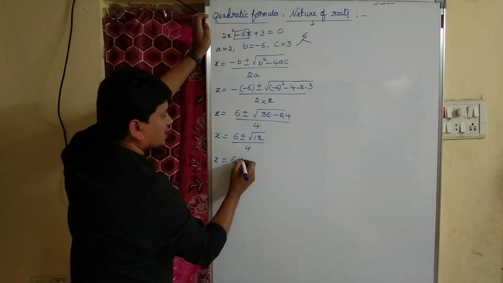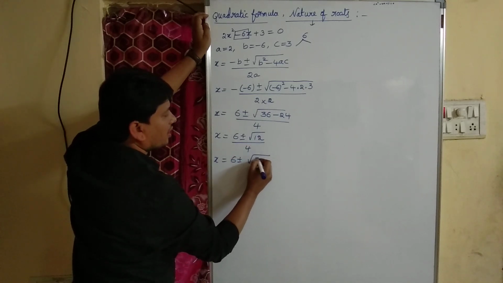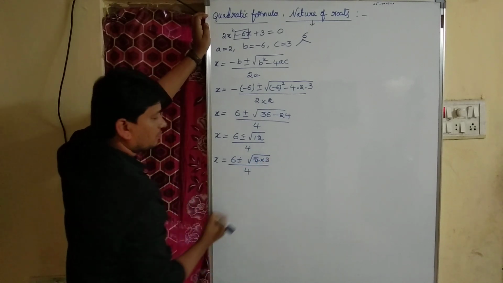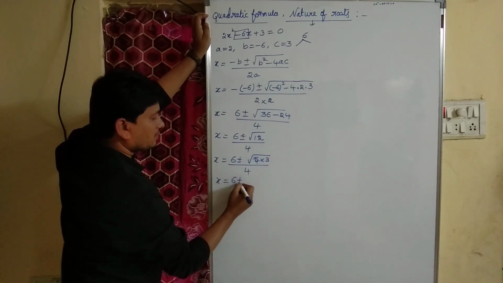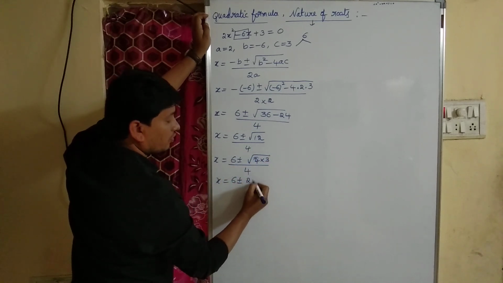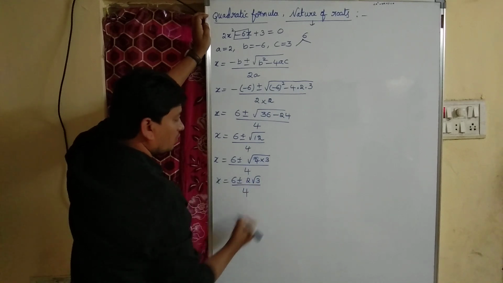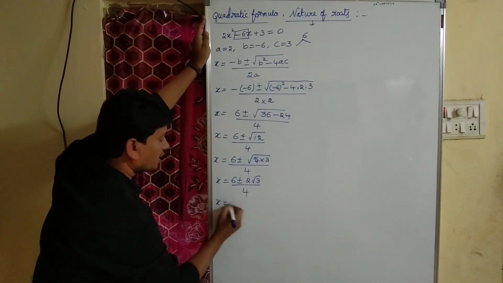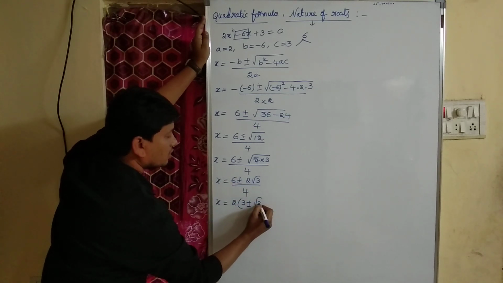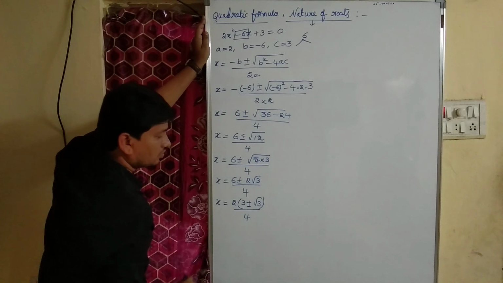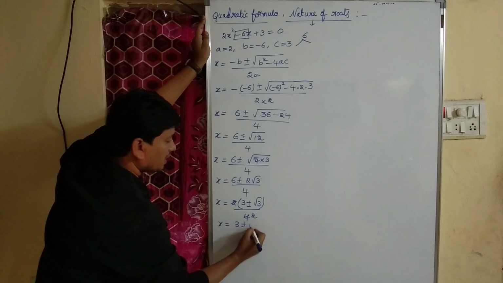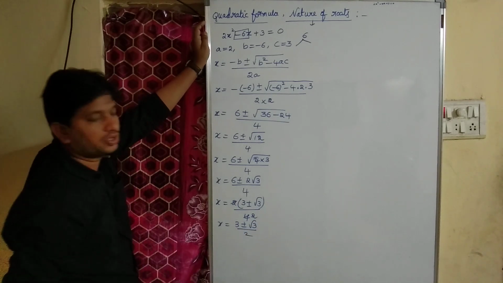So x equal to 6 plus or minus root of 36 minus 24, which is root 12, by 4. I can write 12 as 4 into 3, so root of 4 into 3 I can write as root 4 times root 3. Root 4 value is 2, so 6 plus or minus 2 root 3 by 4. Now again I can take 2 as common: 2 into 3 plus or minus root 3 by 4. So 2 ones are 2, 2 twos are 4, so x is equal to 3 plus or minus root 3 by 2.